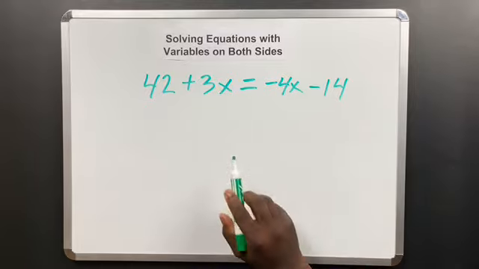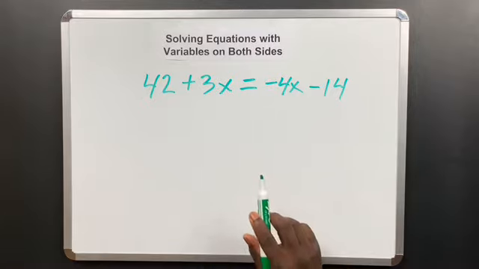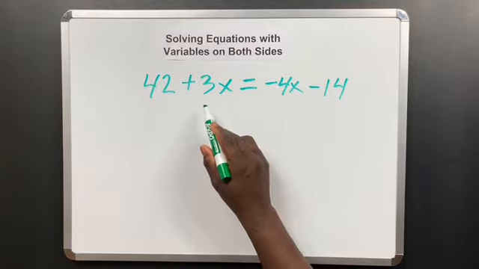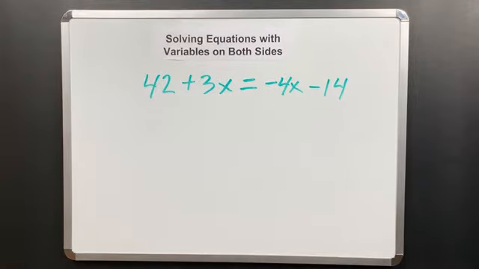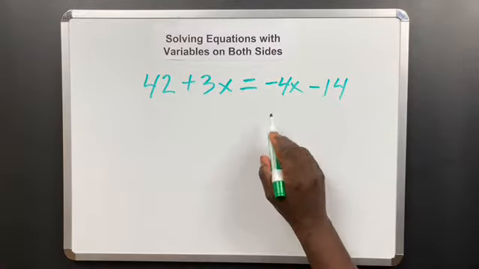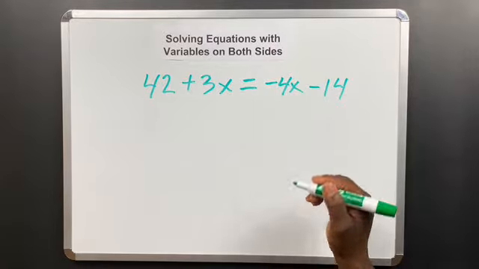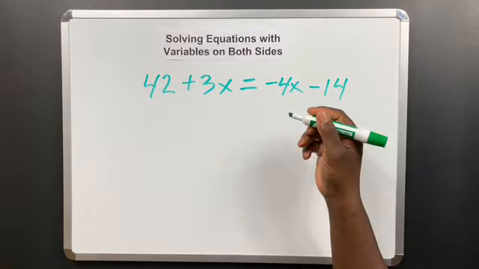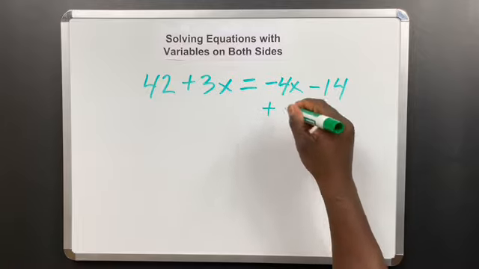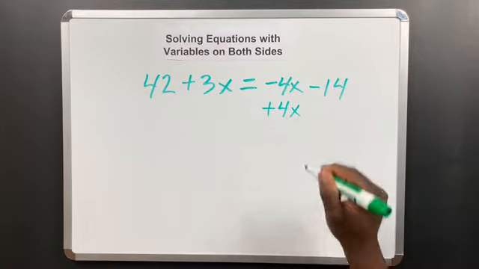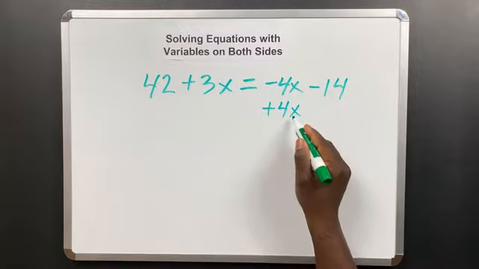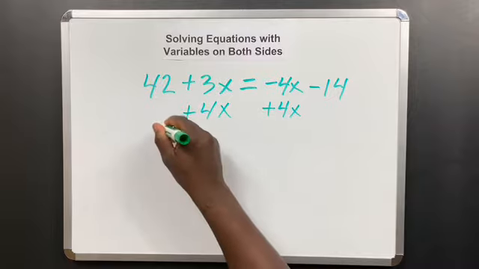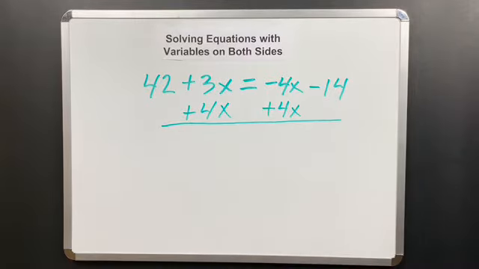Now, what I'd like to do is get rid of this negative 4 times x. I could get rid of the 3 times x first. It does not matter, all right? But I'm going to do the opposite of that negative 4 times x. We're using our inverse operations, or what is called the addition property of equality. So instead of negative 4 times x, we're going to add 4 times x here. Whatever you do to one side of the equation, you have to do to the other side of the equation, and that creates the balance.